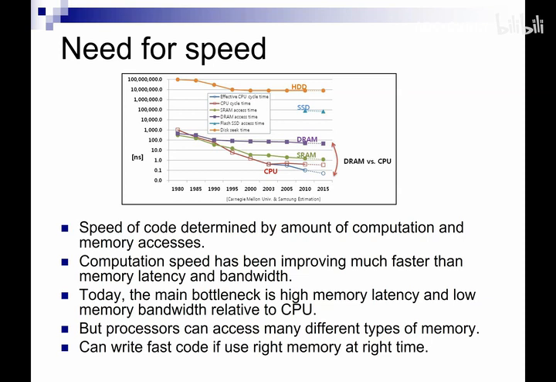So the way that we have of dealing with this is that, remember we said computers have a memory hierarchy. We have different types of memory, and the different types of memory have different sizes and also different speeds. So if we can somehow make use of the right type of memory at the right time, then perhaps we can get better performance.